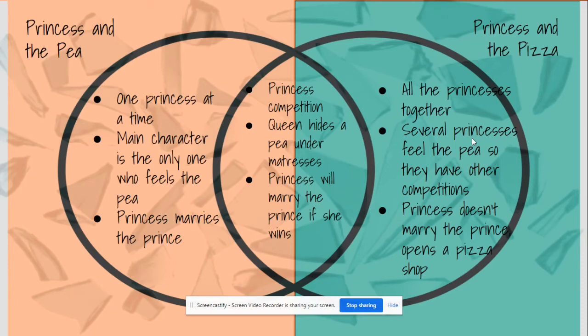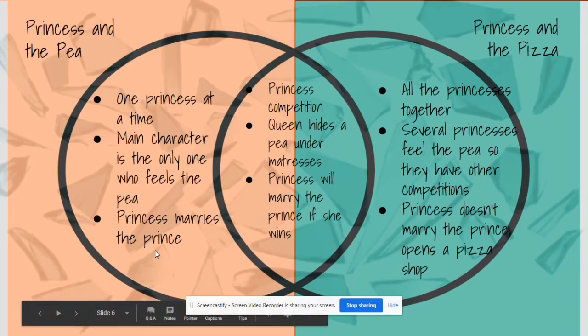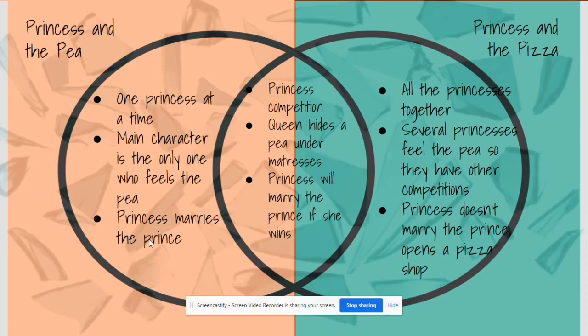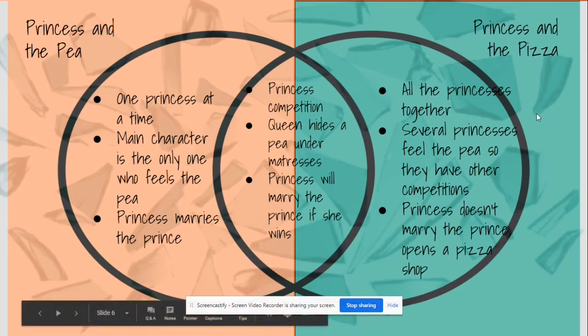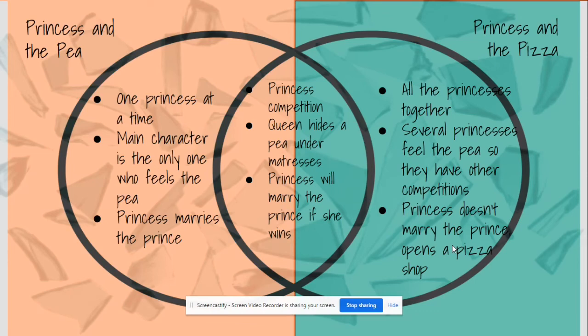they have to continue the competition, and they end up having the shoe competition, kind of like Cinderella. And then they have the cooking competition where our main character, Princess, makes the pizza and wins the competition. And finally, in The Princess and the Pea, we see the princess marry the prince and live happily ever after. However, in The Princess and the Pizza, the princess realizes that she doesn't need to marry the prince, and she opens her own pizza shop.